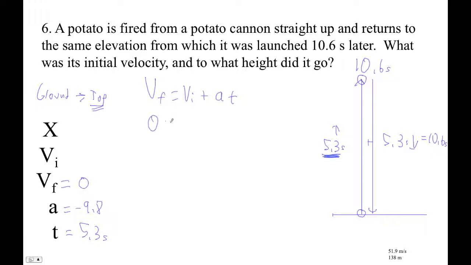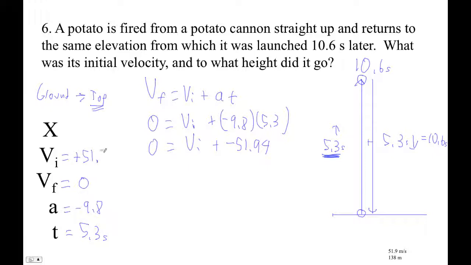So 0 equals VI, which we don't know, plus negative 9.8 times 5.3. Let's just bust this out here. Negative 9.8 times 5.3 is negative 51.94. So 0 equals VI plus negative 51.94. Now if you look at this, of course, VI must be positive 51.94.